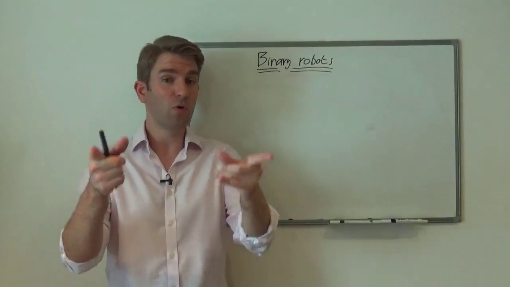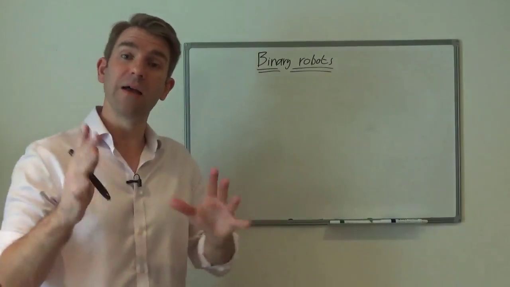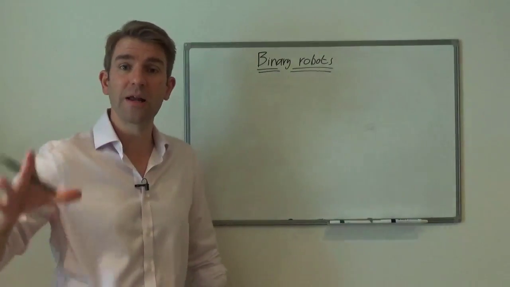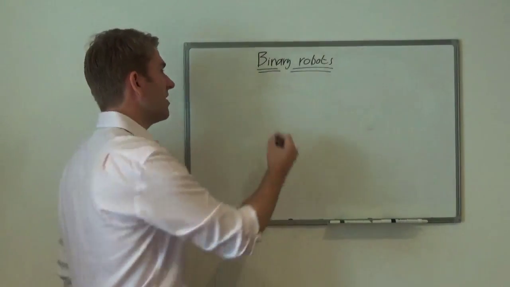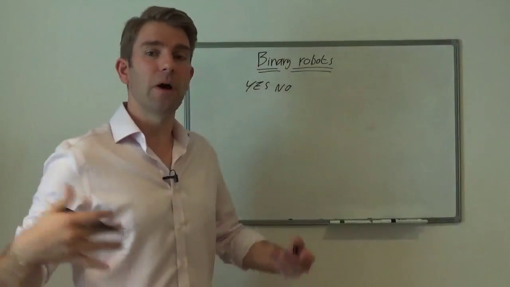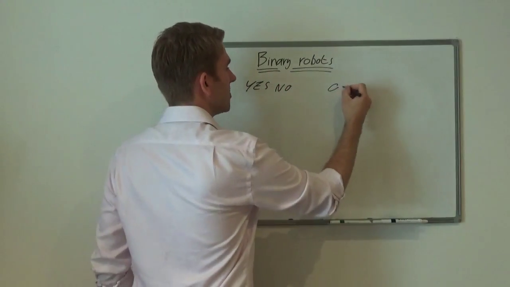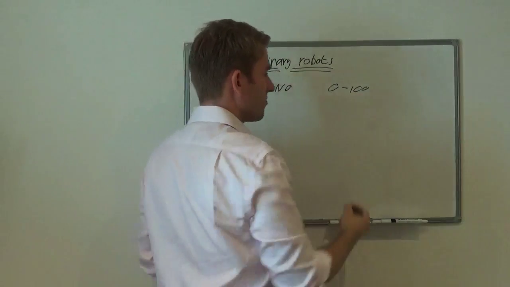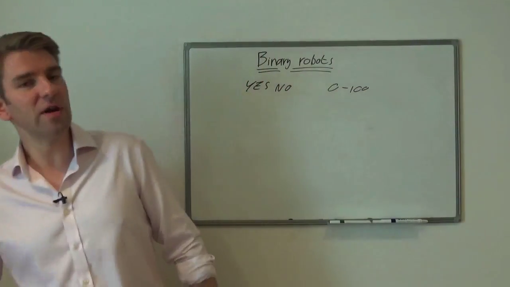Many of you watching this will already know the answer to what I'm going to say, but if you haven't, this will be interesting for you. So very quickly, let's just talk about what a binary is. A binary literally has a yes or no outcome. Traditionally, when the binaries first came out, they would be settled between 0 and 100 and you buy them at a certain price. That's not the case with the majority of them now.